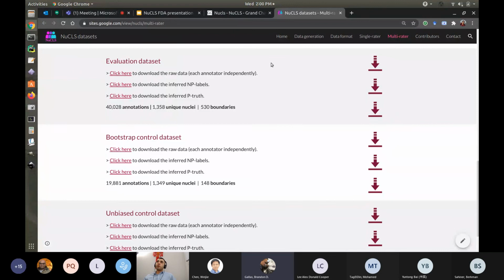Absolutely. Feel free. While you were talking, I was showing how easy it is. You just click download links and you can get individual raw data and the inferred labels that we have. This is in the public domain for anyone to use and to test their hypotheses on. That's why it's open source.